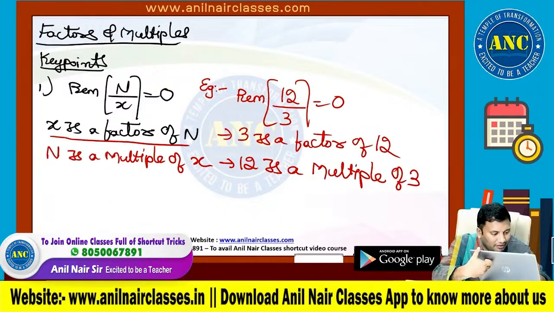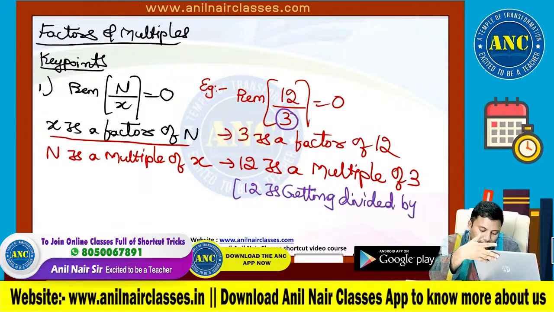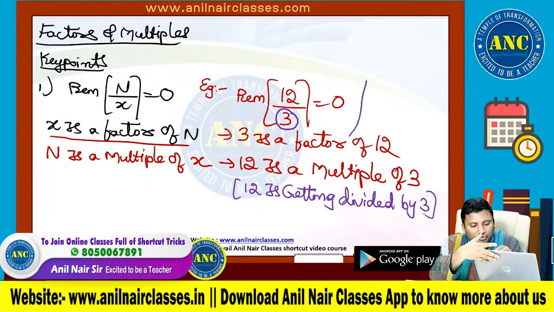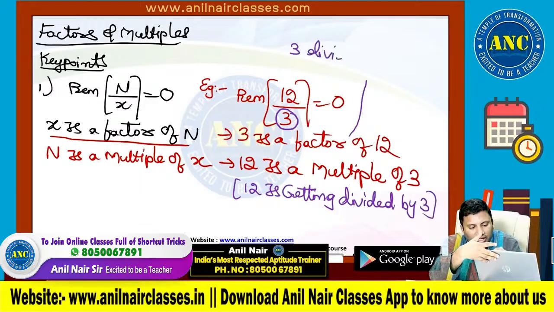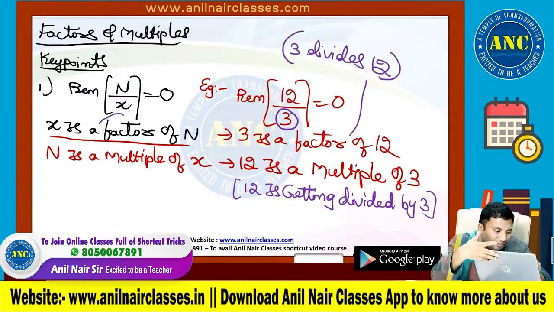This is the definition of a factor and a multiple. 12 when divided by 3, remainder 0. 3 is dividing 12, right? Or 12 is getting divided by 3. Anything which is getting divided by another number, that number is called a multiple. 3 divides 12. So that is the definition of a factor and the definition of a multiple.